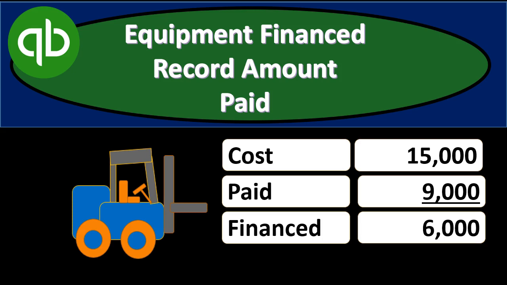In this presentation, we will take a look at one of our options, the simple option, for the recording of equipment that was purchased and financed. In other words, we've got a piece of equipment that was purchased for $15,000. They paid down $9,000 for it and financed the $6,000. We noted this as we went through our process.